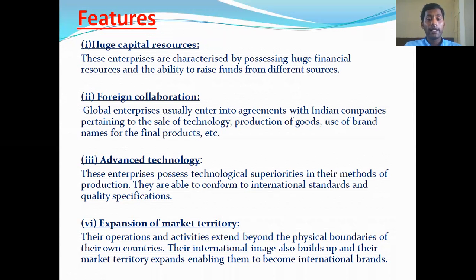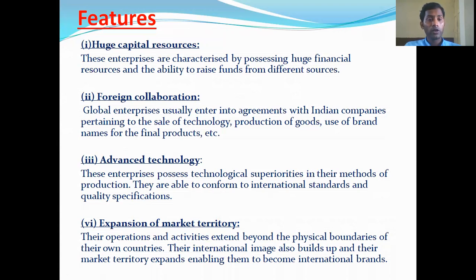Third one is advanced technology. Generally, any company can't enter any other country without a technical background. If they want to enter all over the world, or if they want to enter 5 to 10 countries, then they should have the technical background. They should have the sound technical part. That is the advanced technology. Look at the difference here.